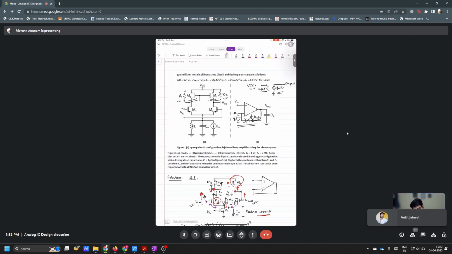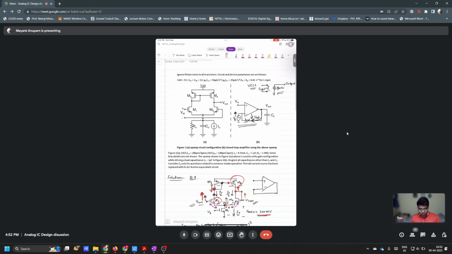Okay. So in this scenario, it is a sure fact that I naught by 2 will flow through both the transistors because of the current mirror, right? Yes. Okay. Sir, in the ninth question, sir. Okay, what is the ninth question?